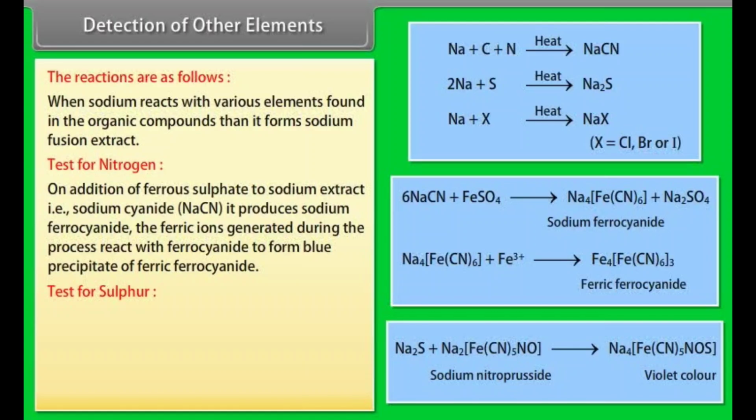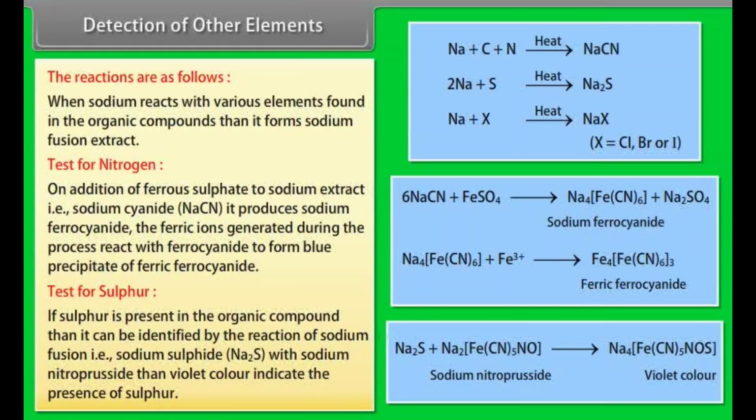Test for sulfur. If sulfur is present in the organic compound, then it can be identified by the reaction of the sodium fusion extract, that is, sodium sulfide Na2S, with sodium nitroprusside. A violet color indicates the presence of sulfur.